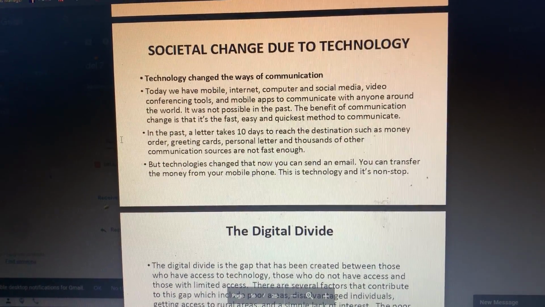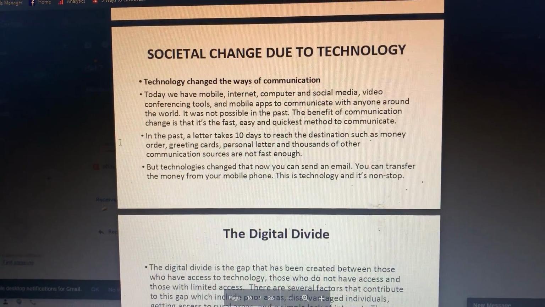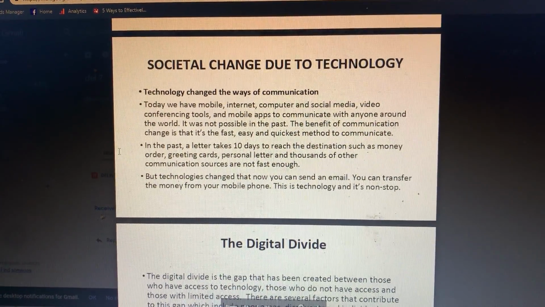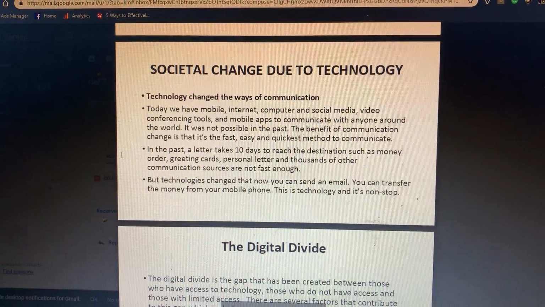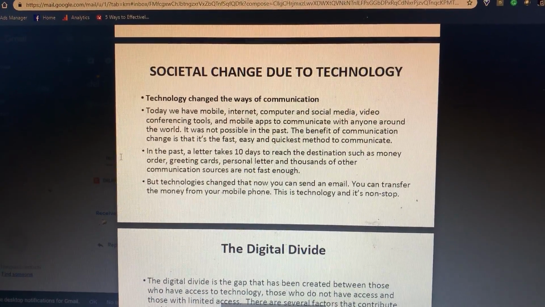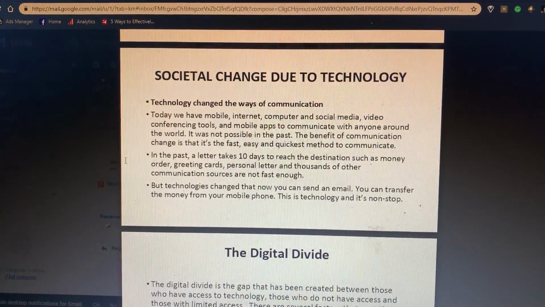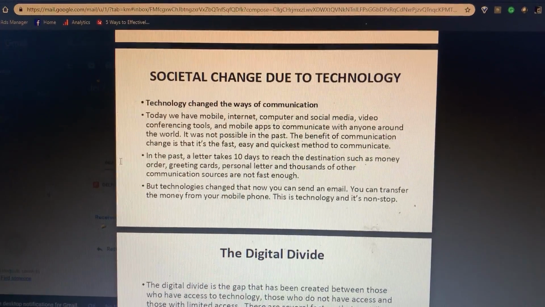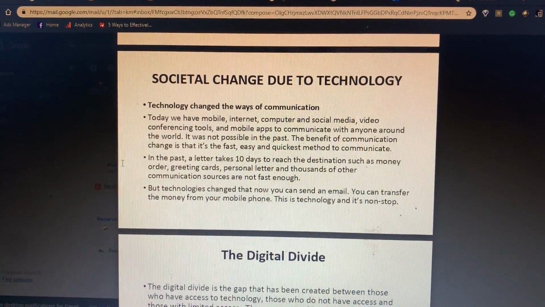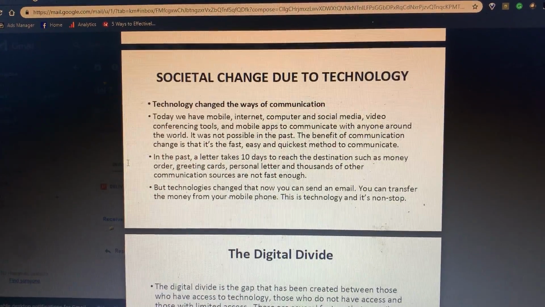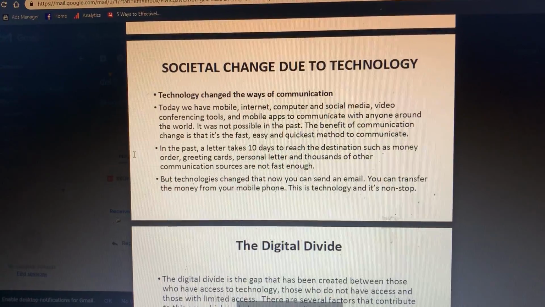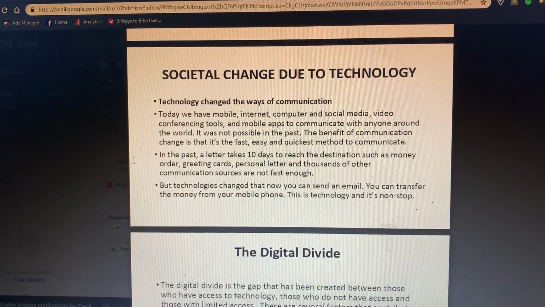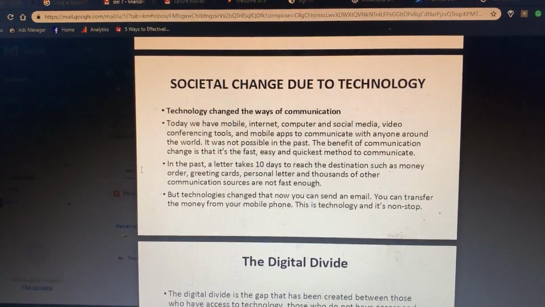Technology changed communication. Today we have mobile internet, computers, social media, video conferencing tools, and mobile apps to communicate with anyone around the world. It was not possible in the past. The benefit of the communication change is that it is the fastest, easiest, quickest method of communication. In the past, a letter took 10 days or more to reach its destination, such as money orders, green cards, and personal letters. Thousands of other communication sources were not as fast as what we have now. But technology has changed that. You can send emails, you can transfer money, you can do it through mobile phones. This is what technology has brought us to.